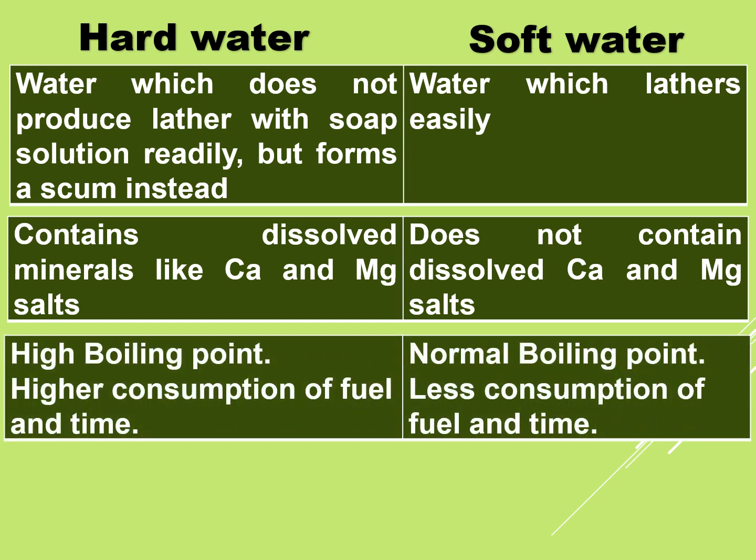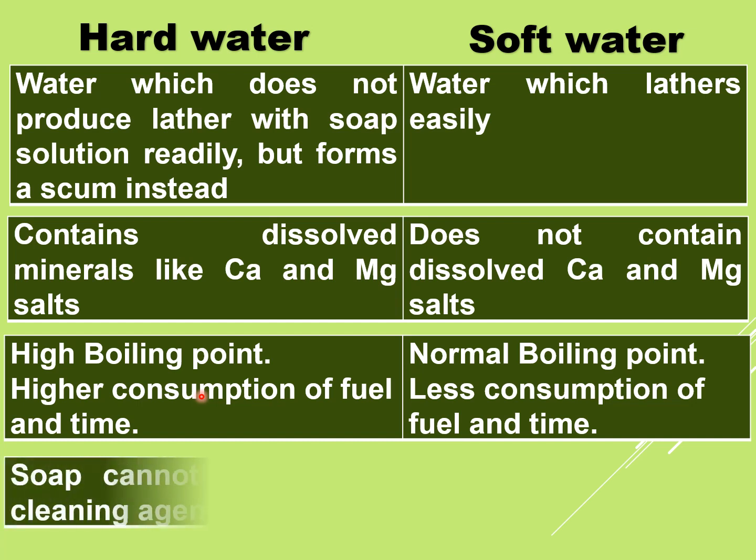Hard water causes a high boiling point. The boiling point of water increases. If dissolved salts are present, the boiling point will not be 100, it will be much higher. In an industry, if you want to produce steam, you produce it by boiling water. So you require more fuel, and you require more time. So higher consumption of fuel and time in the industry is a negative aspect as far as the industry is concerned. Whereas soft water has a normal boiling point, so normal consumption of fuel and time.